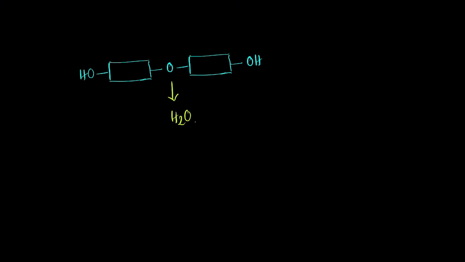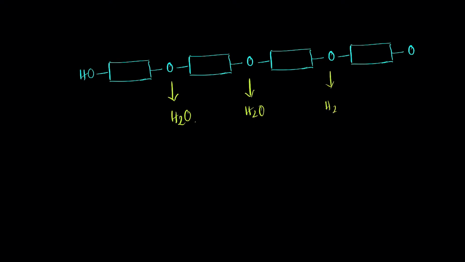Now, if many sugar molecules start doing the same thing over and over again, more and more H2O can come out, and they can form a long chain, or in other words, polymerization.